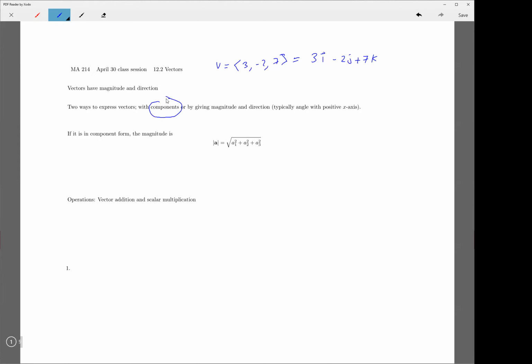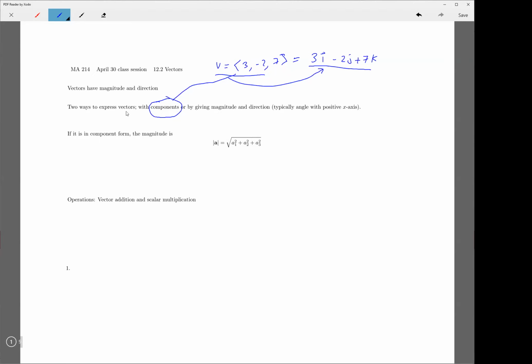Both of these ways are writing it with components. Okay, you could also write it by giving a magnitude and direction. So if you're in 2 dimensions, then typically the direction will be the angle with the positive x-axis. And then depending on the situation or the setting that you're in, if you're doing some kind of application, it can also give you the angle, can give you the direction.